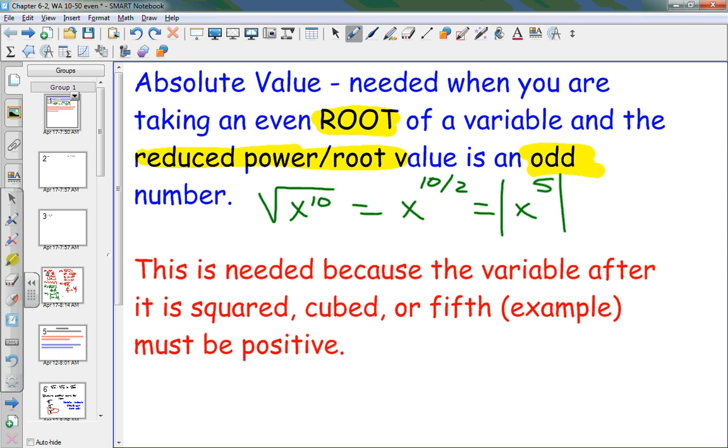Okay. But would we need the absolute value bars if that was a 6 instead of a 5? If this was x to the 6, you would not need them, because what is it? Negative times negative times negative times negative times negative times negative. If I have an even number of negatives, the outcome is always positive, so you don't need any absolute value bars. If I have an odd number of negatives, the outcome is always negative, which is why the odd exponent gets the absolute value.